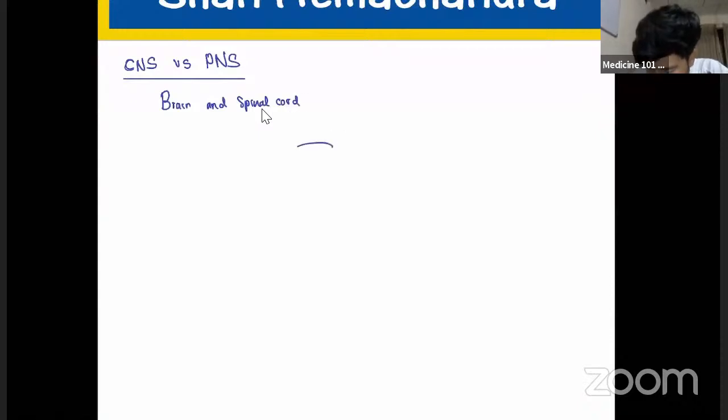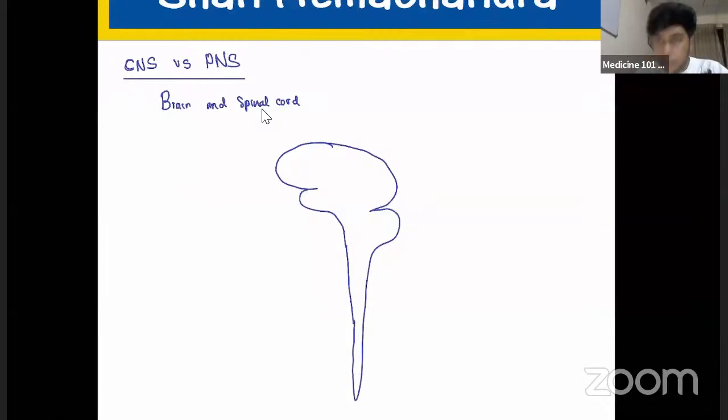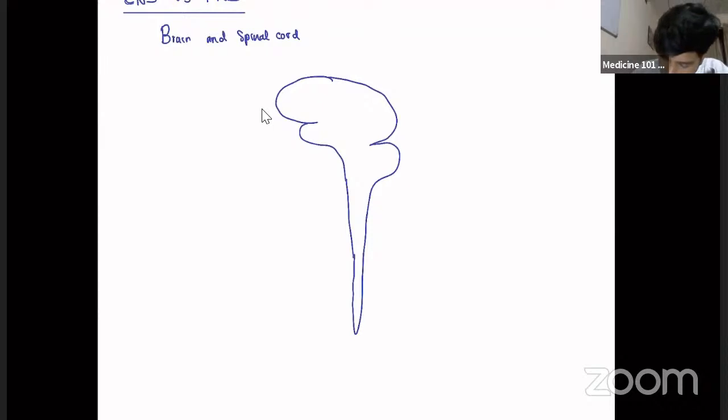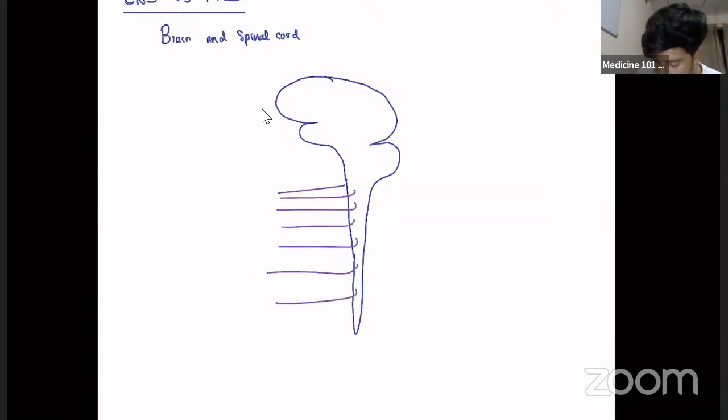So if I was to draw a diagram, this is the central nervous system, okay? Then we have the peripheral nervous system. The peripheral nervous system is basically anything that comes out of the central nervous system. All the nerves that come out from the central nervous system are called the peripheral nervous system. If you have any doubts, please ask me anytime. I will stop the class and answer that question immediately.